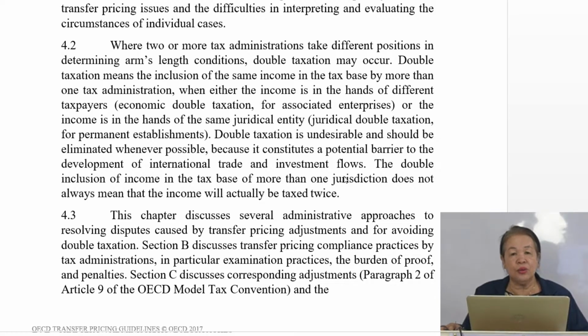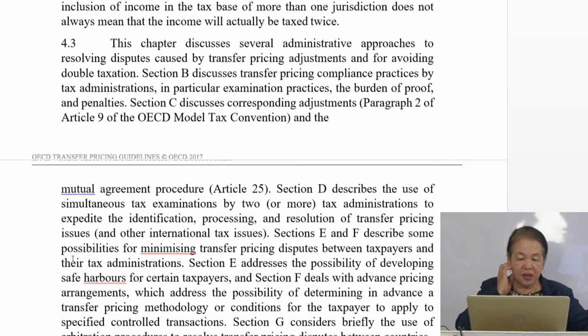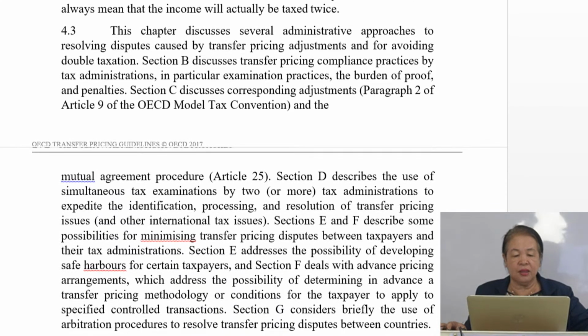Because if we try to look at the steps that we are discussing, we started with the arm's length principle, and then the comparability factors, the transfer pricing methods, the comparability analysis, the adjustments. After you make the adjustments and then the taxpayer is not amenable, then the tax authority should know how to administer and how to resolve the disputes, no? So ito yung mga protested na ng taxpayer, no? Ayaw pumayag dun sa adjustment.